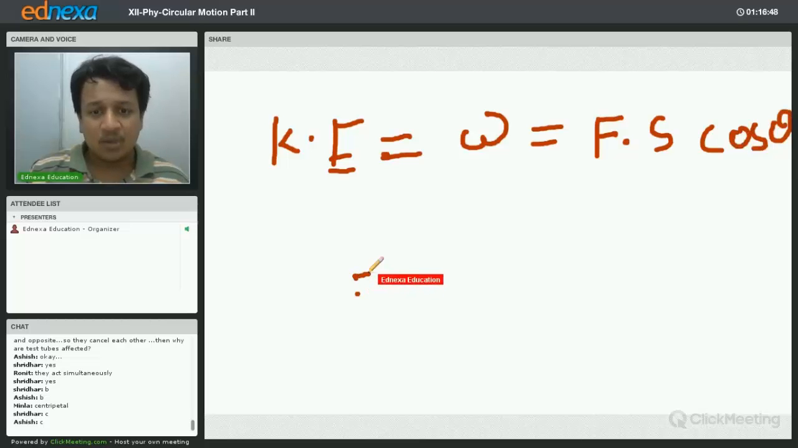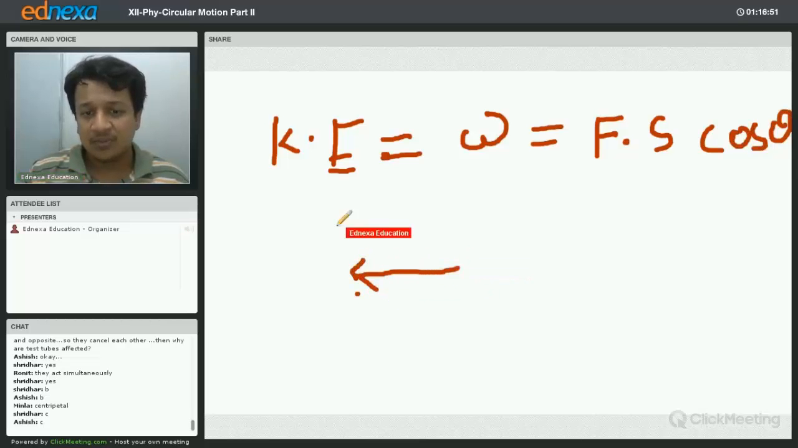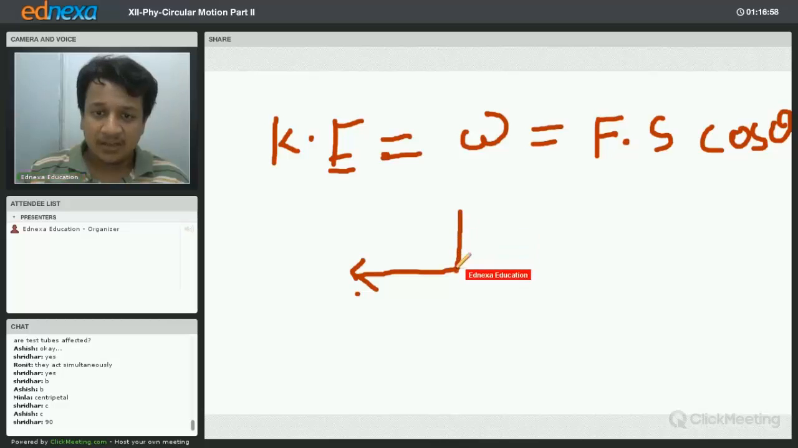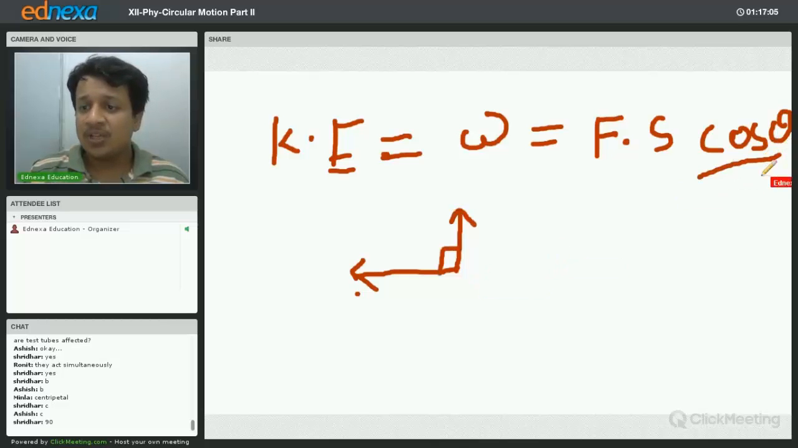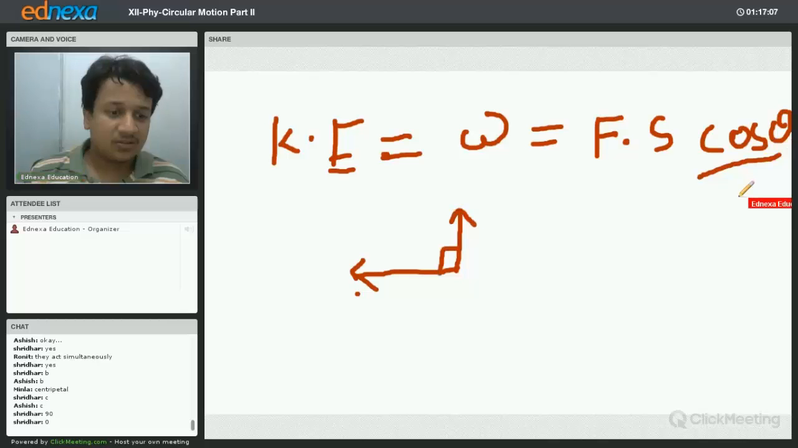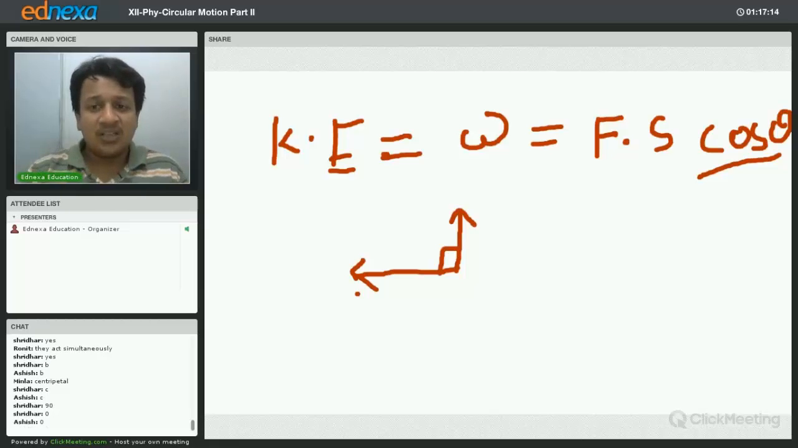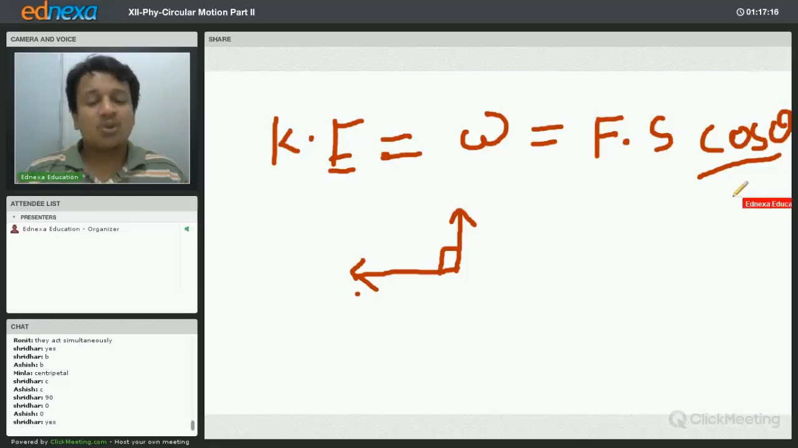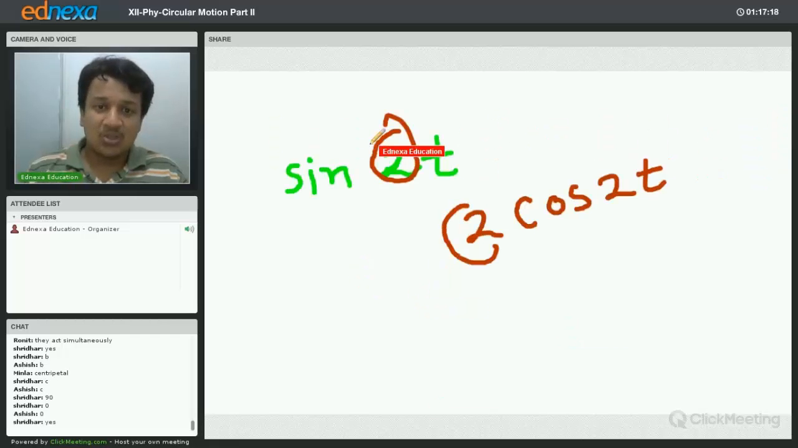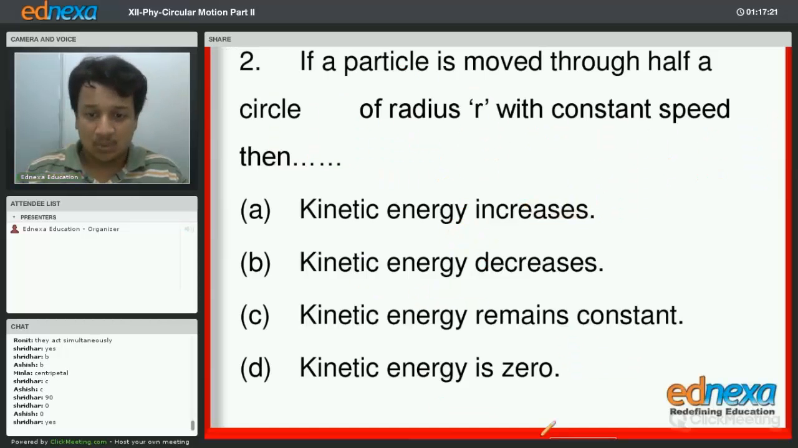Force, centripetal force, obviously. Centripetal force is towards the center. And displacement is this way, along the tangent. So the angle is 90 degrees. Substitute over here. Cos 90 is how much? Cos 90 is 0. So obviously work done is 0. So kinetic energy is 0. So the answer is 0.